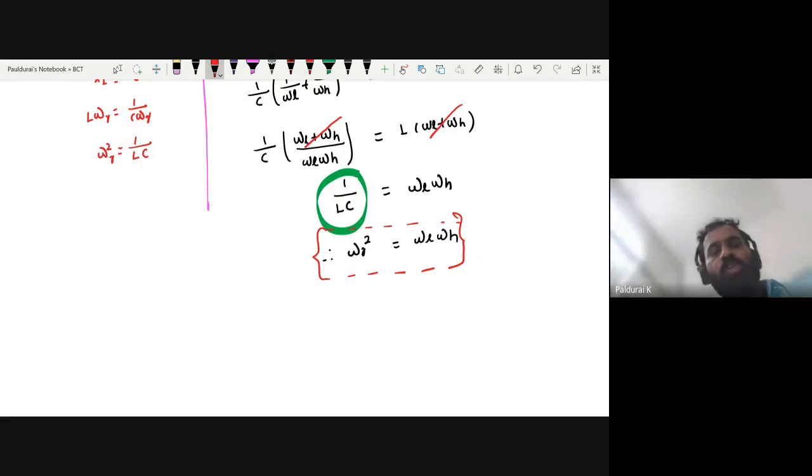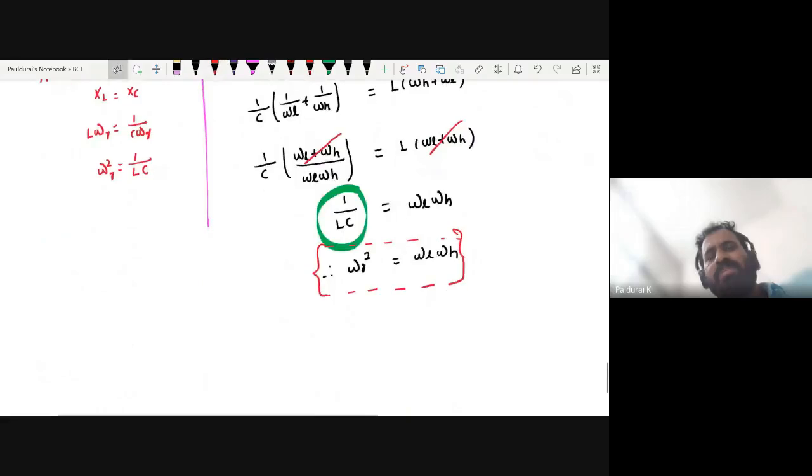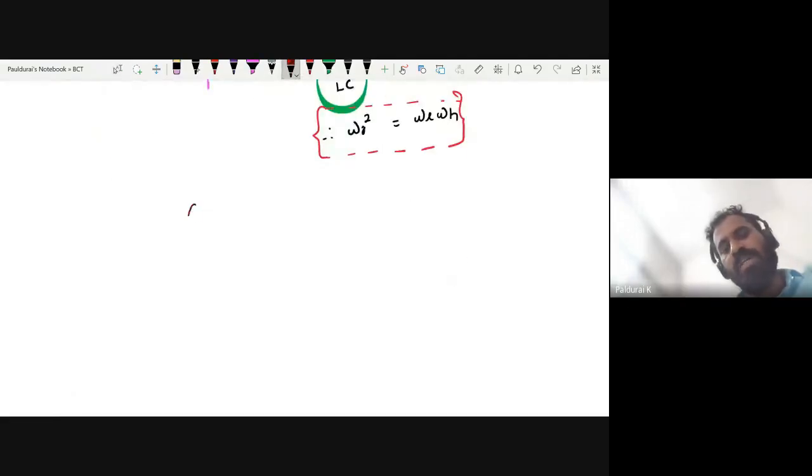So this is about the bandwidth. So bandwidth, how to calculate bandwidth, and what is the relation between resonance frequency and omega L and omega H. Okay. So now what is the next interesting factor? It is called quality factor, Q.